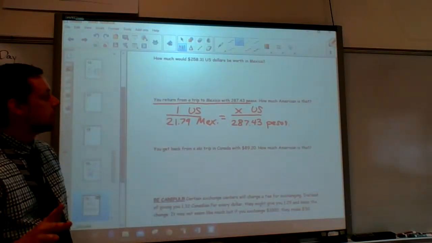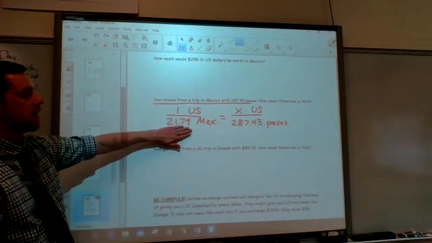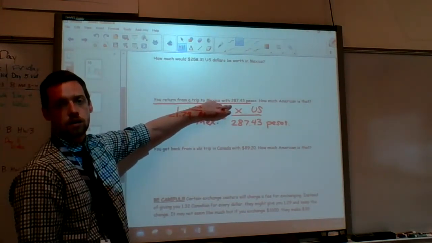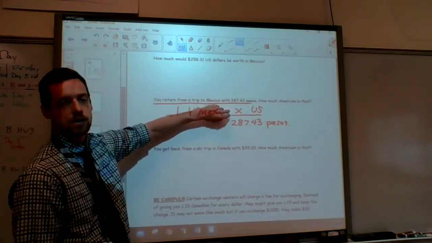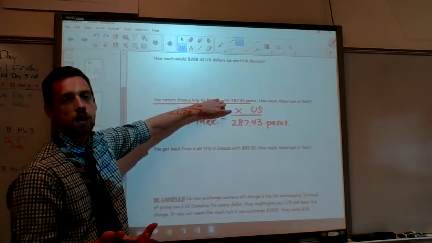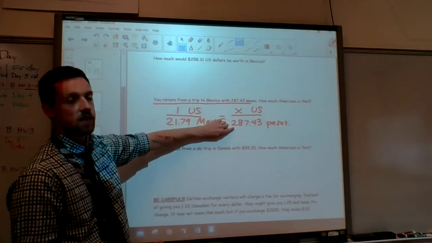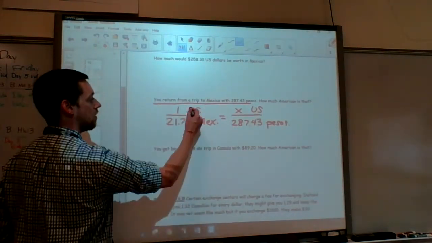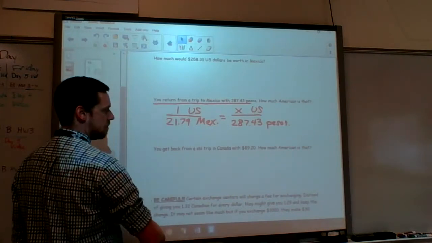Okay, so this one flipped on us a little bit. I had US over Mexico. Before, I knew what the US amount was, we had 50 US dollars that I was exchanging, so I put a 50 here. But now I don't know how much US money I have. I know how many pesos I have, so I plug that number in, but the US money is my X now.